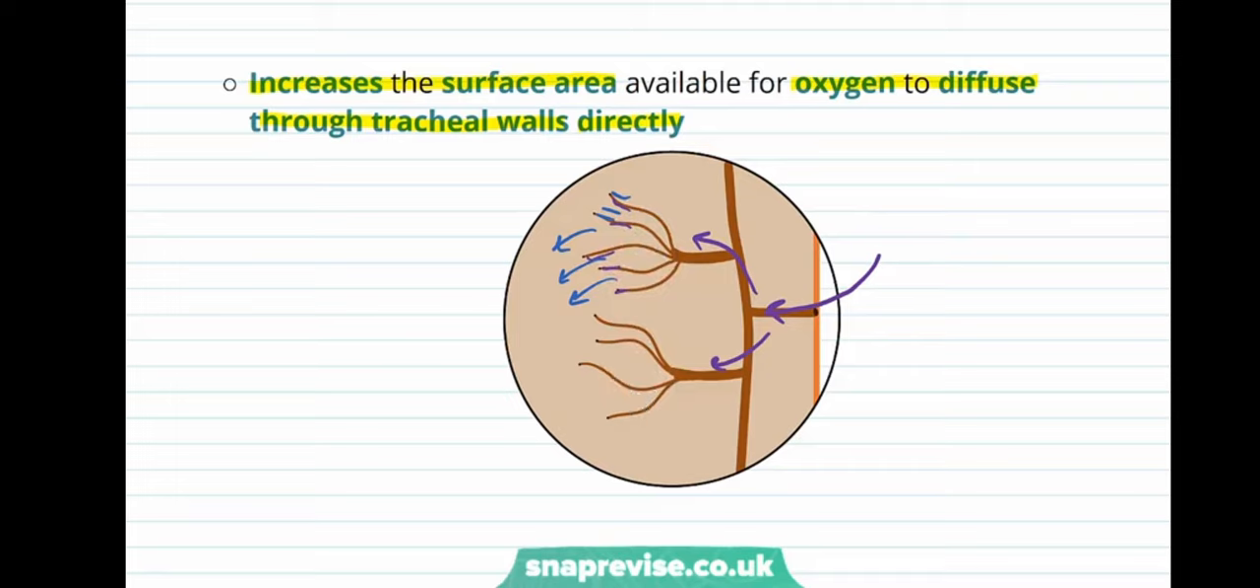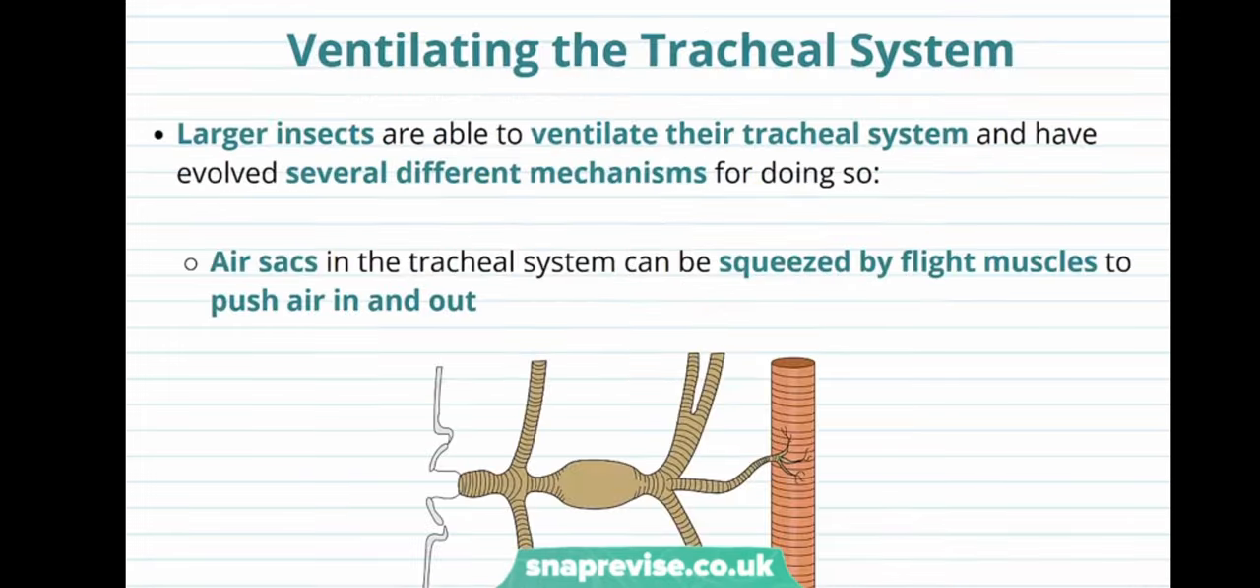And now any oxygen that is entering the tracheoles is able to diffuse out directly into some of the fly's tissues. As well as oxygen coming in, of course, we're allowing carbon dioxide to be diffusing back out to the air. So the tracheal system can also be ventilated, and this is really important for the introduction of fresh air.